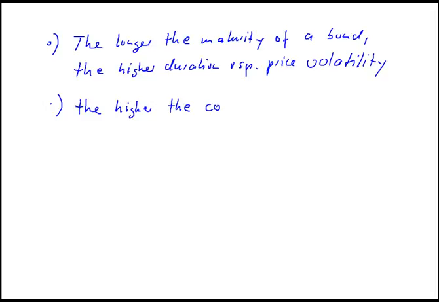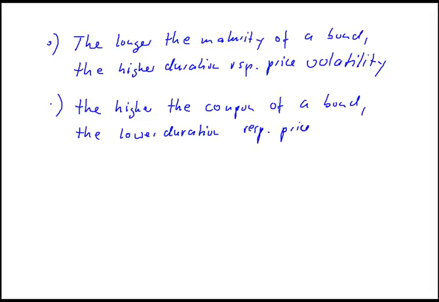So the higher the coupon of a bond, the lower the duration, respectively price volatility. That's then the second characteristic of price volatility for an option-free bond.